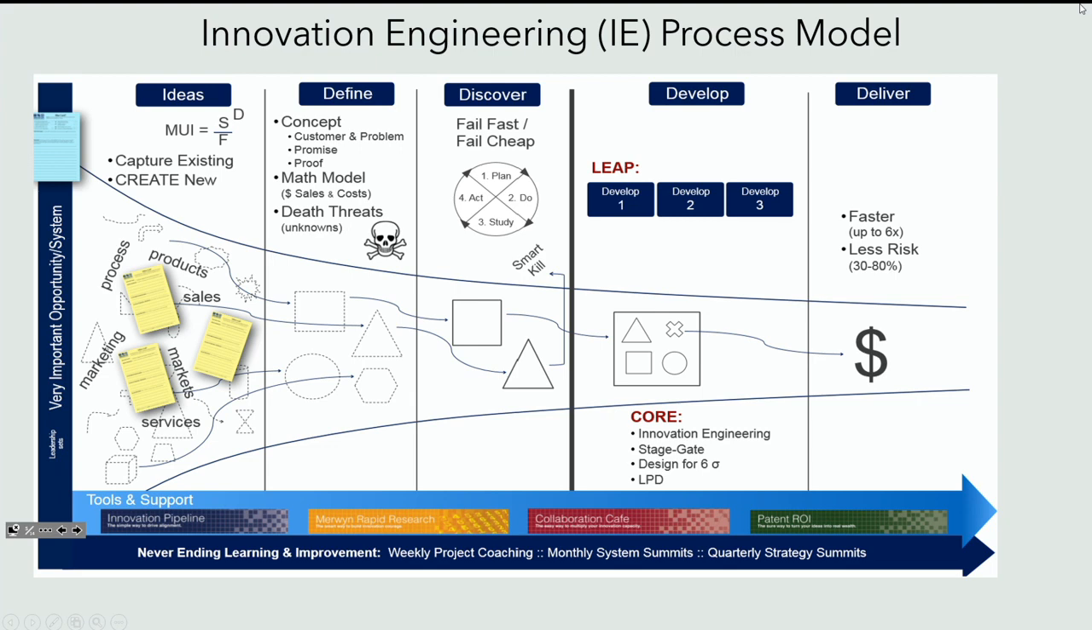Then we move through the discovery process, which is really the experimentation process, where we look at fail fast, fail cheap cycles of learning. So we try something out, we learn from it, we fail, and then we learn again. And we keep repeating that cycle until we reach perfection on the idea, basically. So we cycle through the ideas. So once we do that, then we're at the point where we can create a business case, because we've done the math modeling, we've generated the ideas, we've proven out the ideas.